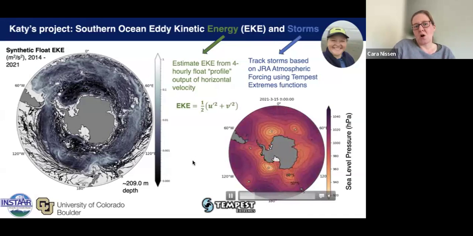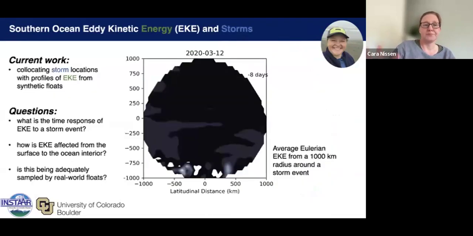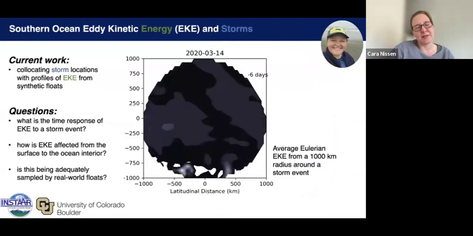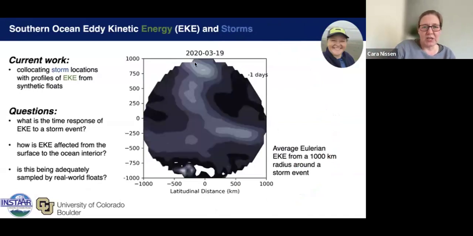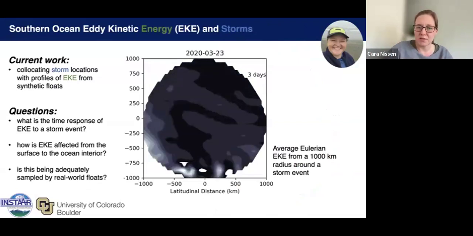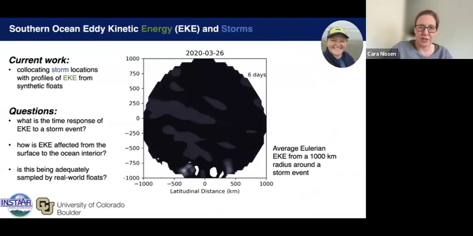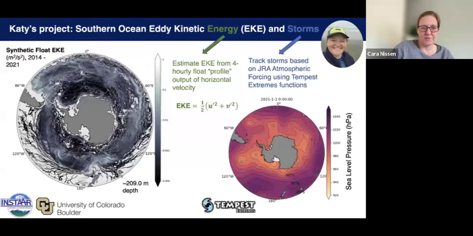She's now working on tracking storms using existing software called Tempest Extremes, which is basically just identifying sea level pressure minima, and will then work on co-locating the synthetic floats with these storm systems. What she's showing here is the Eulerian eddy kinetic energy around one such storm, in a 1,000 kilometer radius. This is looping over a couple days before to a couple days after the storm. So I'm going to go back and start this over.